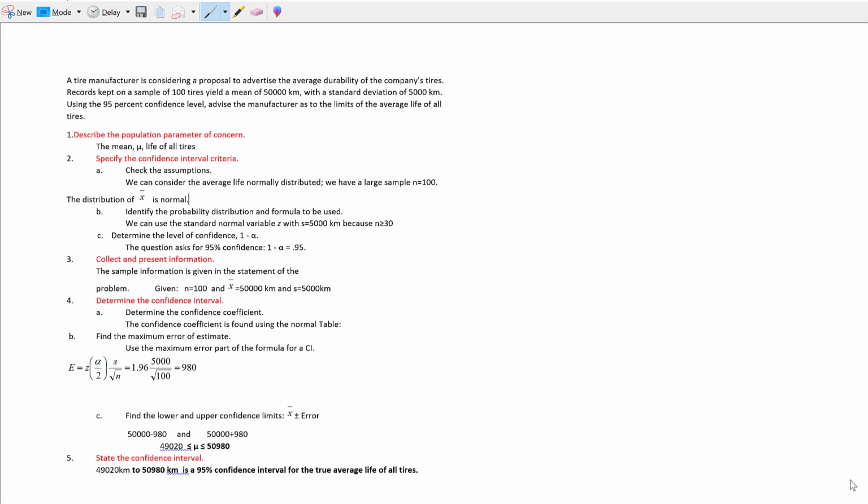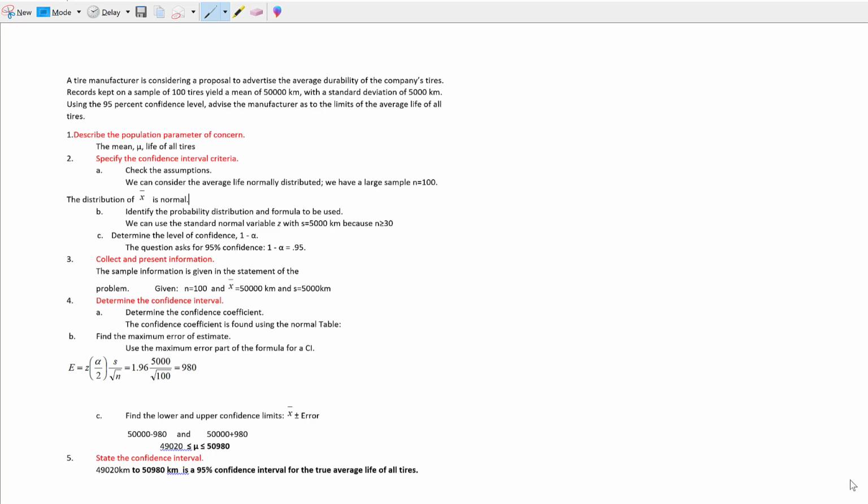Step 2 is to specify the confidence interval criteria. First of all, we have to check the assumptions. We can consider the average life normally distributed because we have a very large sample. We have a sample of 100 tires.